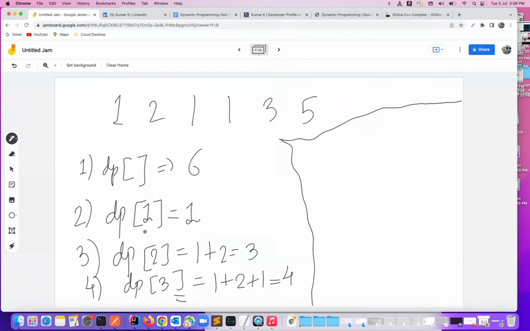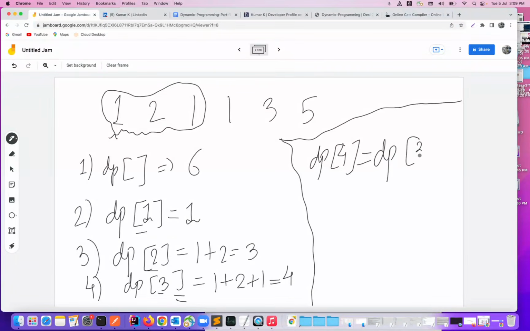So DP of 1 is clear to us, DP of 2 is clear to us, DP of 3 is clear to us. Obviously, we know that DP of 4 is the sum of first four numbers, right? But this is the stage where we have to create the formula. So we'll do some observation, guys. We already know the sum of first three numbers. What is the sum of first three numbers? It is DP of 3. So DP of 4 is nothing but DP of 3 plus this number 1, which is A of 4.